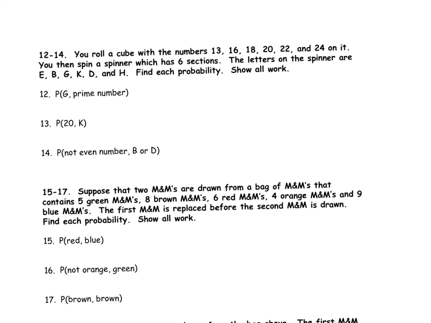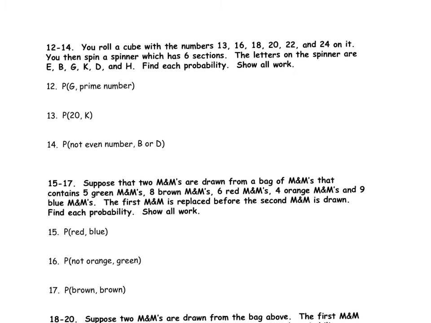So numbers 12 through 14, you roll a number cube, or you roll a cube with the numbers 13, 16, 18, 20, 22, and 24 on it. You then spin a spinner, which has 6 sections. The letters on the spinner are E, B, G, K, D, and H. Find each probability. So probability of picking G, and then a prime number.